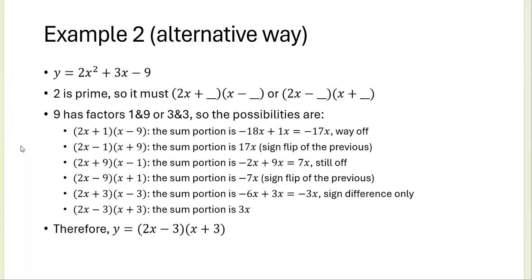Okay. Example two, let's do another one. This alternative way, 2x squared plus 3x minus 9. Okay. So 2 is prime, which is very nice because we know that it must be 2x plus something, x minus something, or 2x minus something, x plus something. Okay. How do I know that these signs are like that?